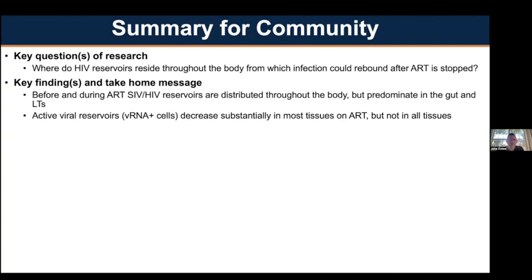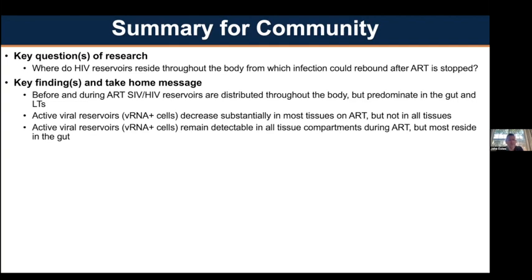There are multiple forms of reservoirs. Obviously, we hear a lot about latently infected reservoirs, but there are active reservoirs, those that are transcriptionally active. And while these active reservoirs decrease substantially in most tissues during antiretroviral therapy, there are some tissues in which antiretroviral therapy does not seem to impact the quantity of these particular cells. Active viral reservoirs remain detectable in all tissue compartments during antiretroviral therapy, while at a reduced level in most tissues, they are found throughout the body. But the dominant source of these active reservoirs appears to be the gut.